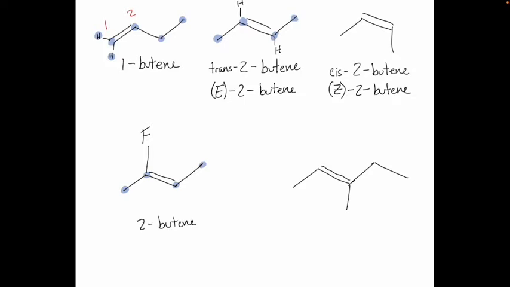It's a 2-butene because of the position of that double bond. And then I'm missing one thing. How do I indicate this substituent here? What do I call this group? The fluoro group, right? So this would be 2-fluoro-2-butene. Let me clean that up.